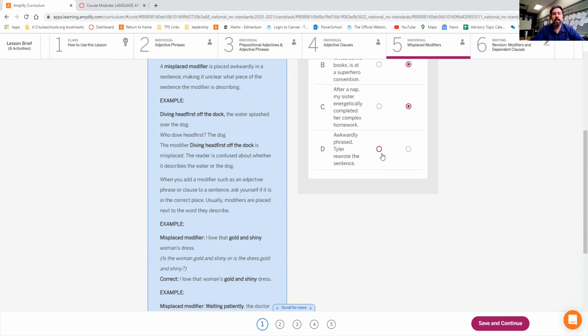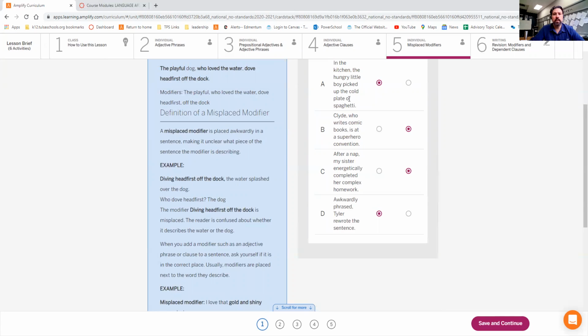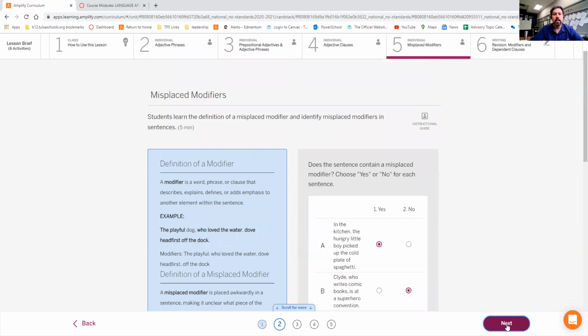This last one is a great example, though. Awkwardly phrased, Tyler rewrote the sentence. See, putting awkwardly phrased right here, right next to Tyler, makes it sound as if Tyler himself is awkwardly phrased. And he can't be, right? He's a human. But the sentence can be awkwardly phrased. So instead, if you said Tyler rewrote the awkwardly phrased sentence, that would be a lot better and a lot more clear. And that's what you should do. Yes, this is in the wrong spot. No, that's in the right spot, and this is in the wrong spot. Let's go to the next one.